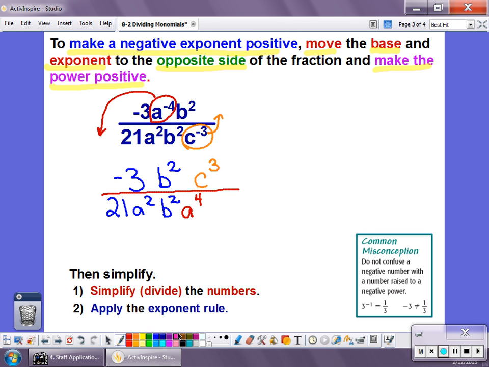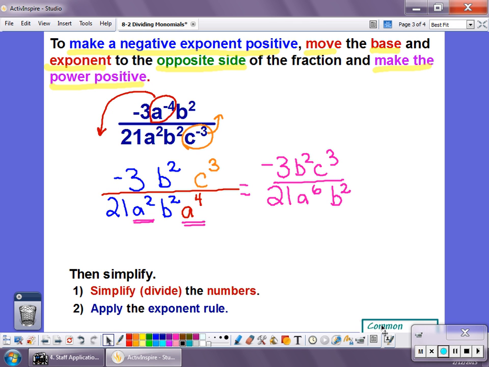Now, let's simplify this just a little bit here. Okay, so if I think about it, I've got -3 b squared c to the 3rd up on the top. But what I did here is I moved one of these a's down here to the bottom, so that actually gives me 2 groups of a that I'm going to put together. If I have a squared and a to the 4th, that means I have 6 a's total down there on the bottom and 2 b's. So let's take some time and actually simplify this problem now.